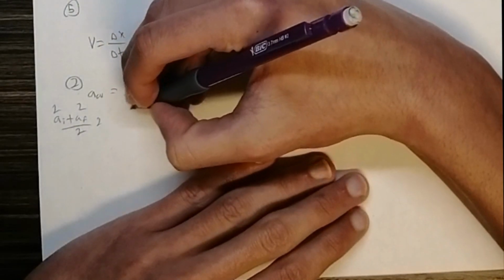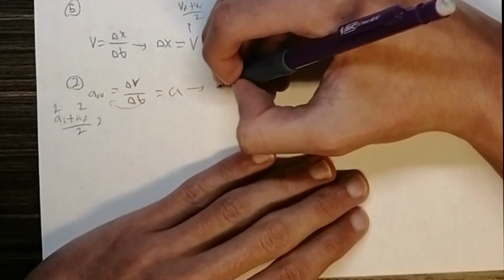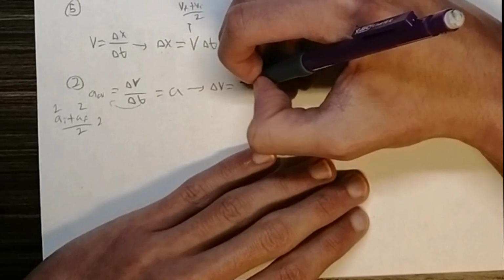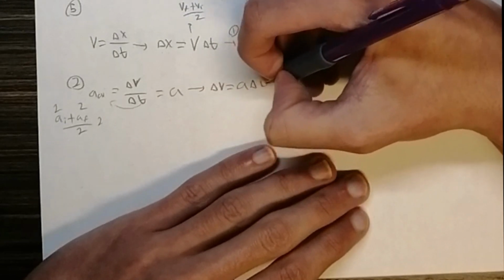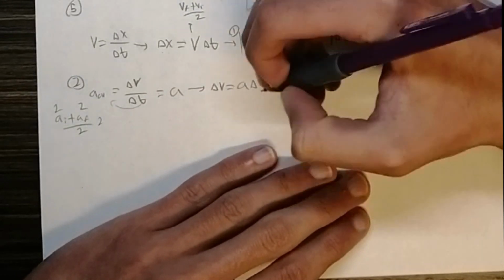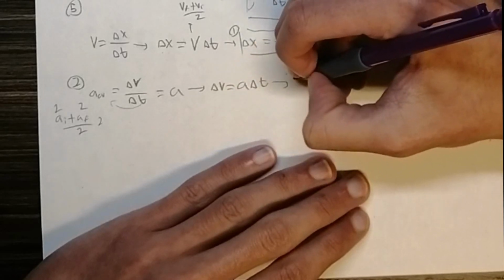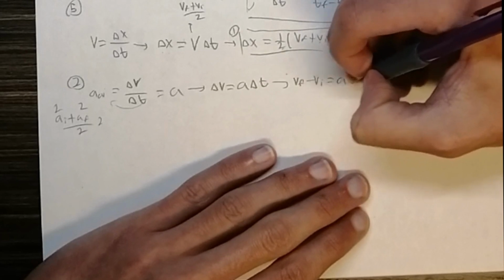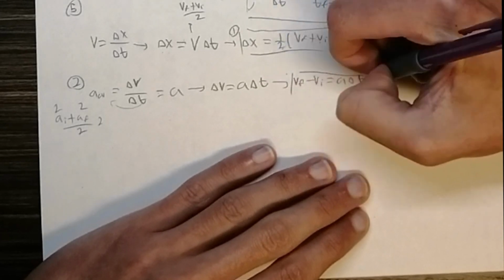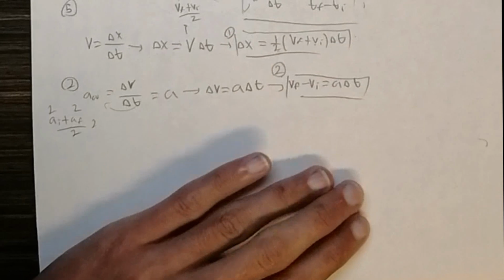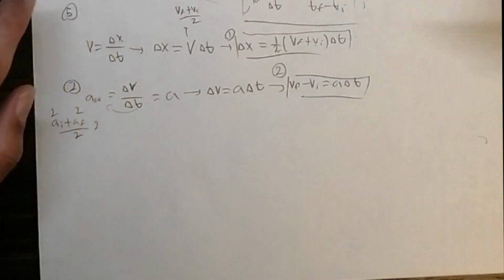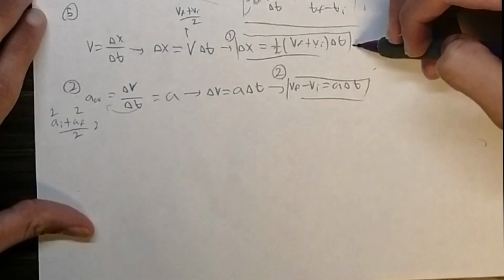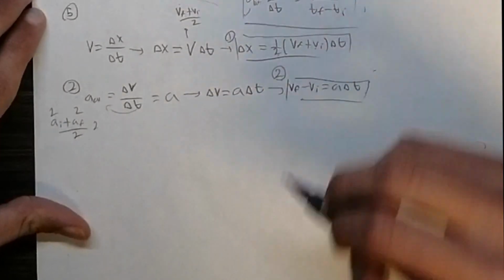Okay, and we're going to move the t over to that side, so we get that change in v is equal to acceleration times the change in time. And that will give us v final minus v initial is equal to acceleration times change in time. There we go. And these 2 equations are really the only equations you'll ever need. You have every single variable that you need to solve any kinematical problem.